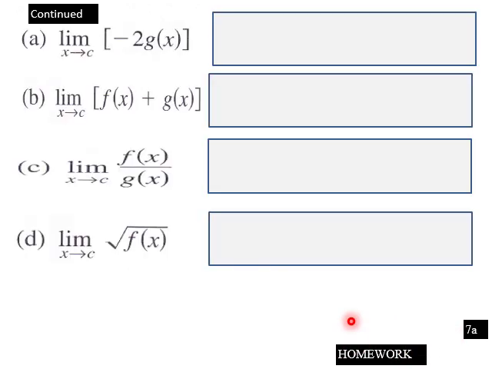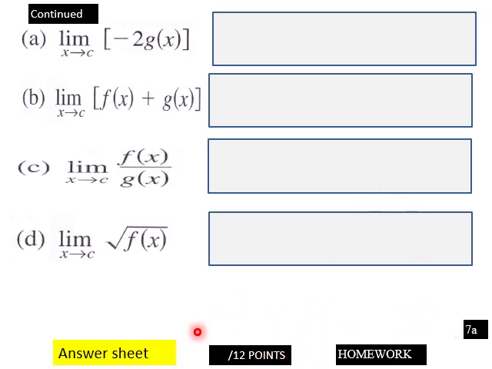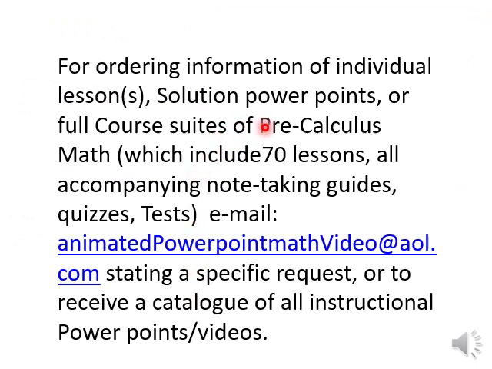Page 7, and this continues into here. You've got two page 7s here. So A, B, C, and D: do these limits exist with the preceding conditions? You've got 12 points on this page here, and that is part 2, the 11.1 pre-calculus math homework assignment.